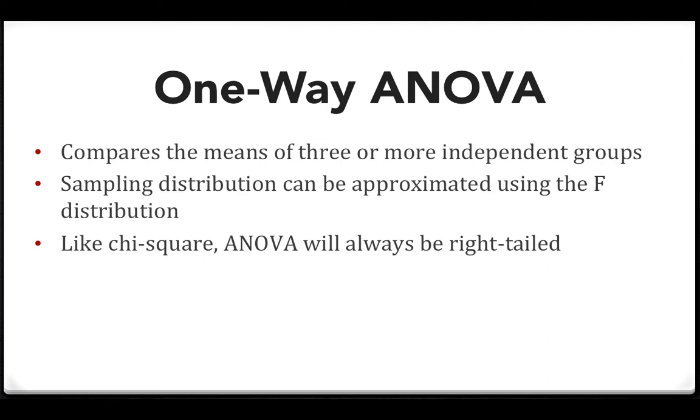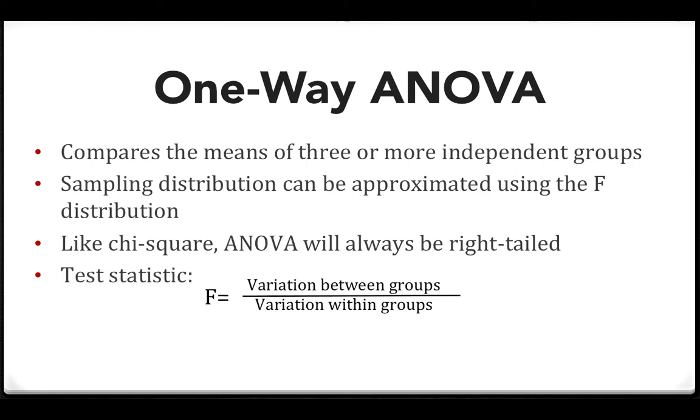Also, like the chi-square distribution and the t distribution, the F distribution has degrees of freedom. There are actually 2 degrees of freedom for this type of test. One is just based on the number of groups, and one is based on the sample size along with the number of groups. The test statistic is an F test statistic, also known as the F ratio. It's a measure of the variation between groups divided by the variation within groups. Let's look at a side-by-side box plot so I can explain the difference between between and within groups variation.